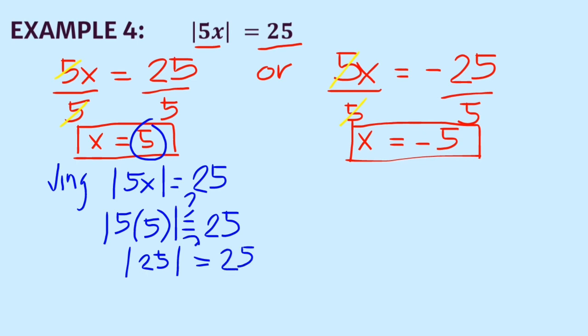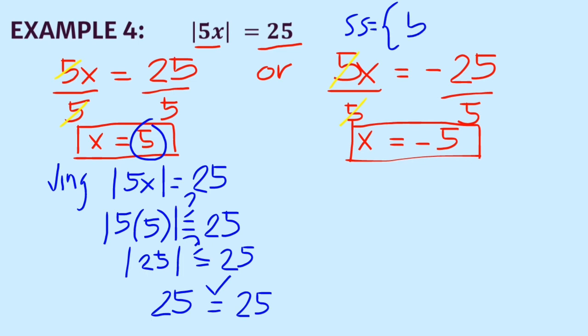Okay, this is a question mark. So what is the absolute value of 25? It is 25. Now, equal or not? Equal. It means that 5 here is one of our solution set. Oh, let's write 5 here.